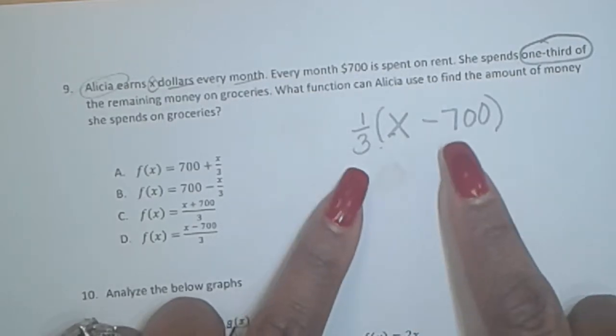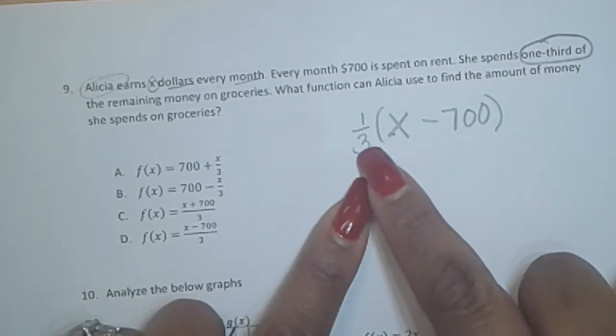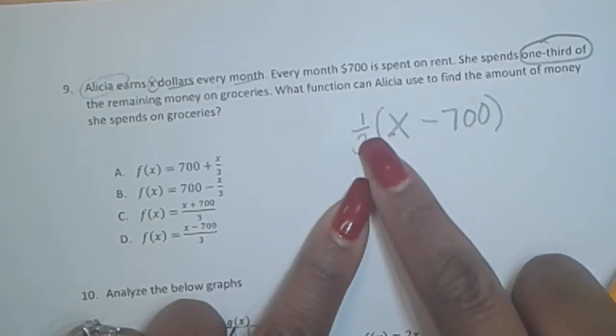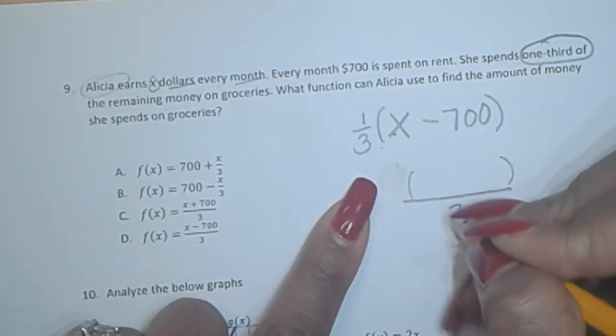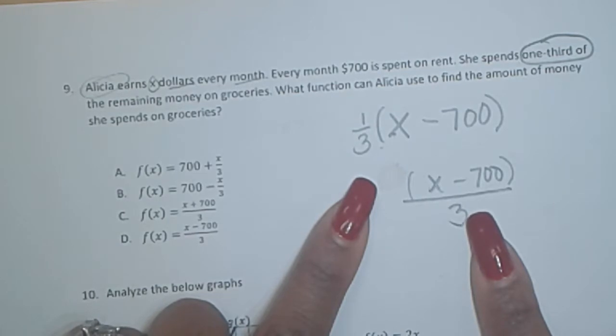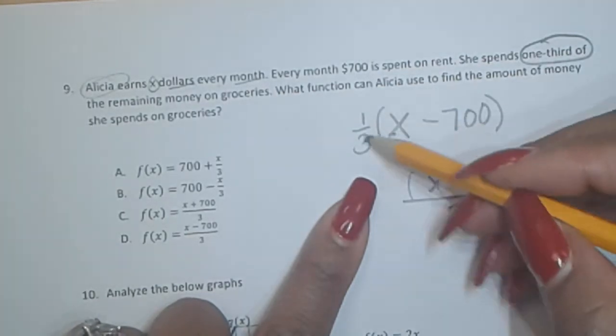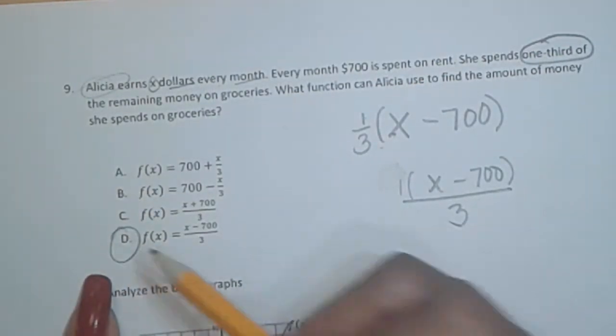How do you represent this problem where the fraction is not in front? Well, you write it where it's under both terms, which means the 1 is still there, it's just hidden, it's understood, we don't write it. That means the answer is D.